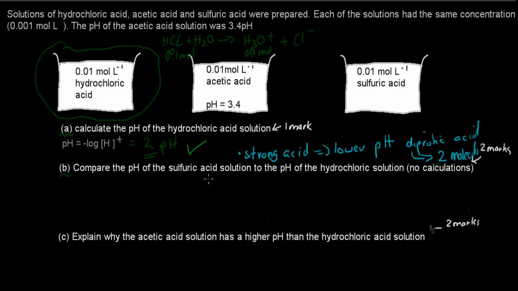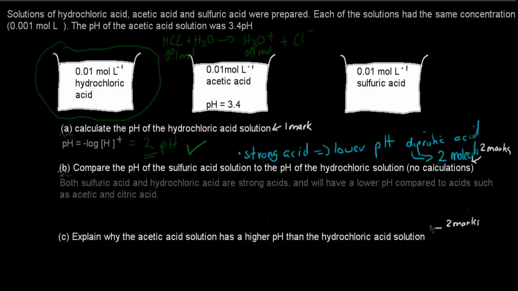So that's what I wrote. First, compare the pH. What I wrote first is both sulfuric acid and hydrochloric acid are strong acids, and will have a lower pH compared to acids such as acetic and citric acid. That would get you marked. We just compared and said they're both strong acids.